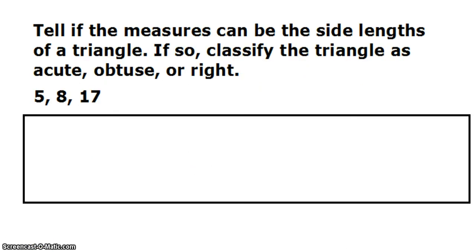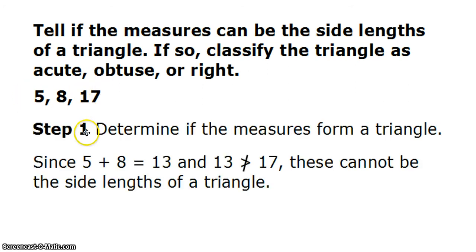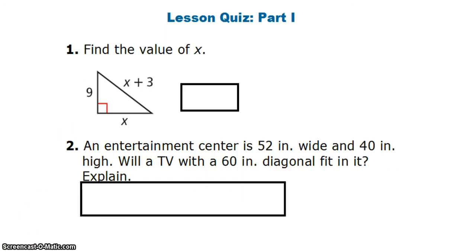Read this and come back and check it out. Okay, I'm sure you've seen that the sum of 5 plus 8, 13, is not long enough to allow these three lengths to be a triangle. So this cannot give us a triangle. Okay, pause this, try the quiz, come back and check your answers.